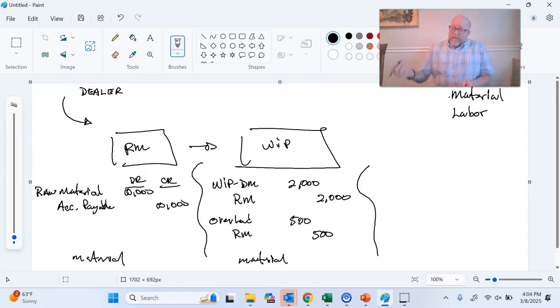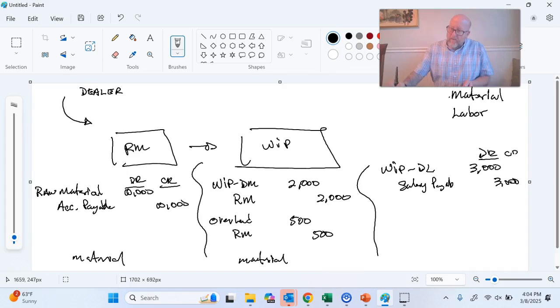Okay. Labor. Let's do labor. Let's say that I have an employee. This employee worked and built a table, and it cost us $3,000 to have this employee work on our tables. It could be debit, work in process, and it would be direct labor, 3,000. And then I would do maybe salary payable, 3,000. Okay, that's direct labor.